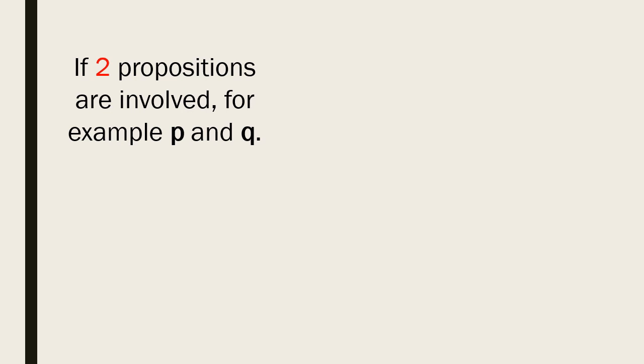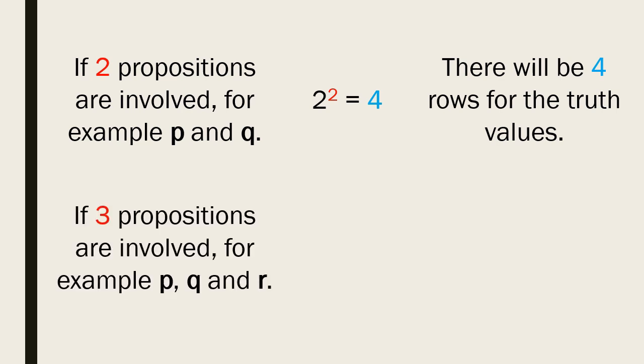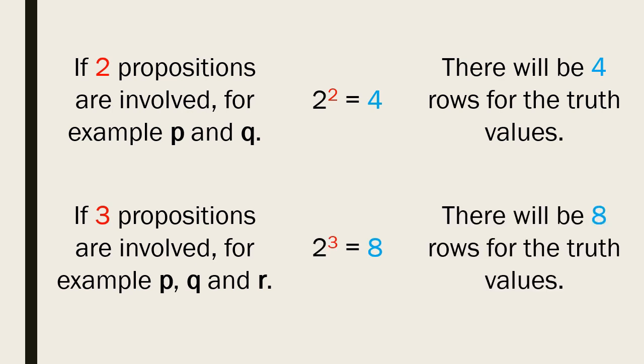So if two propositions are involved, P and Q, then 2 squared is equal to 4. There will be 4 rows for the truth values. If three propositions are involved, let's say P, Q, and R, that's 2 cubed equals 8. So there will be 8 rows for the truth values. Now let's proceed to constructing a truth table.